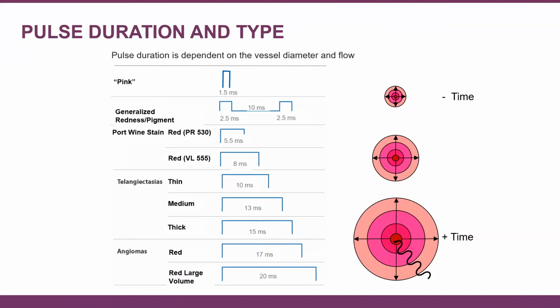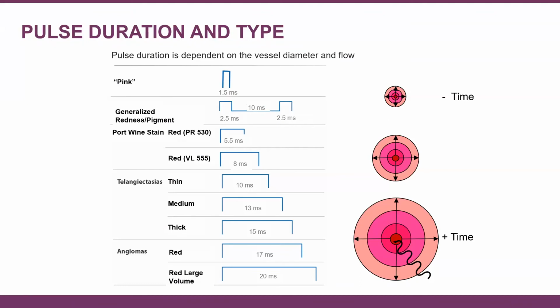Talked about pulse duration earlier, and here's, I think, a very nice slide that gives you an indication of the pulse durations you need to treat various different conditions. So you can see if we're treating these very pink, very small superficial vessels, very small target, so we need very short pulses. So here we're looking at using a pulse of 1.5 milliseconds.